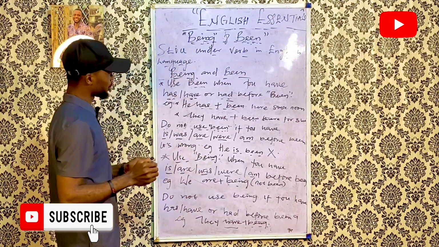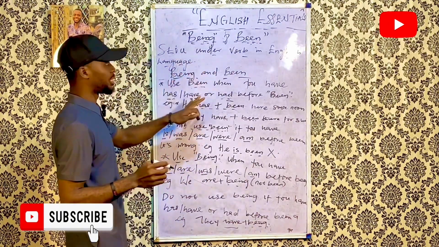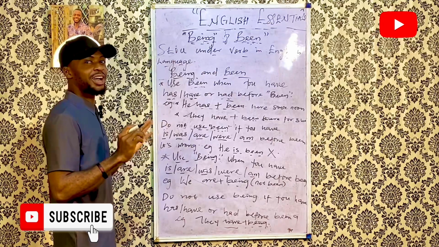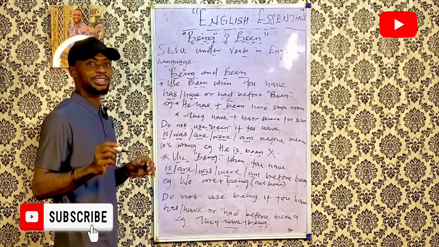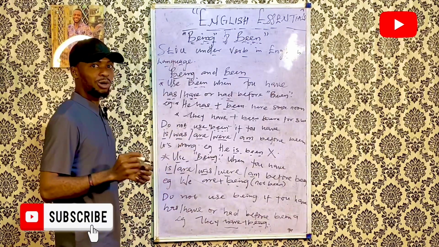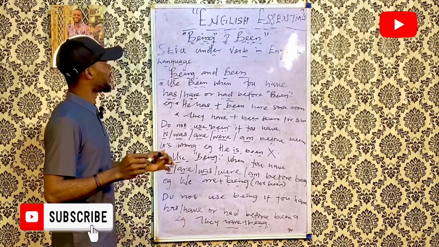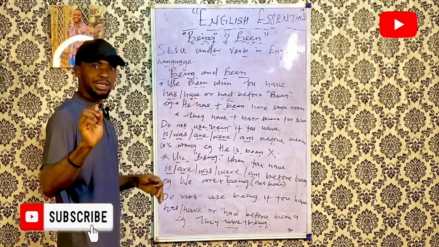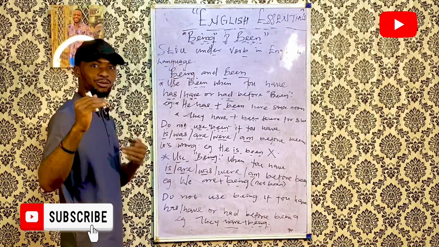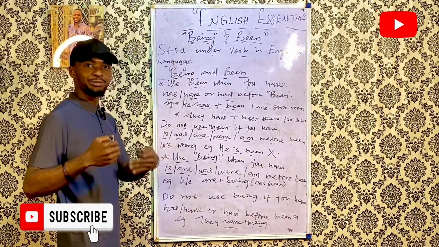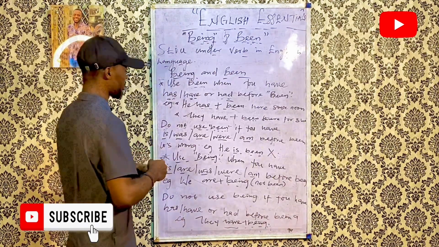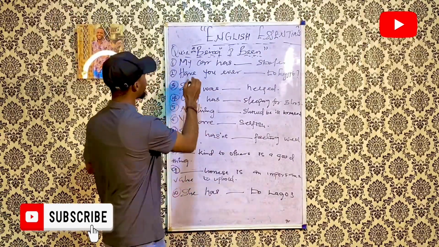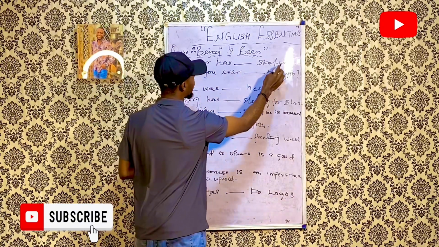So now we have been able to understand the concept of B-E-I-N-G and B-E-E-N. So now we are going forward to our quiz. Like I said, when we go through our quiz, I will answer some of the questions. I will leave the rest for you to answer, and drop your answers in the comment section for me. Number one here says, "My car has dash stolen."